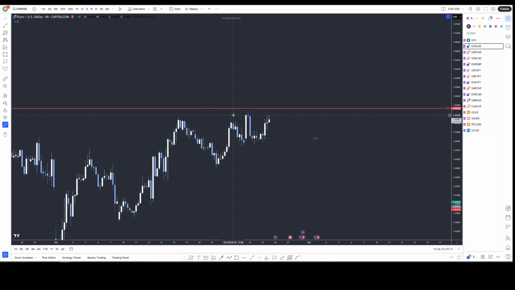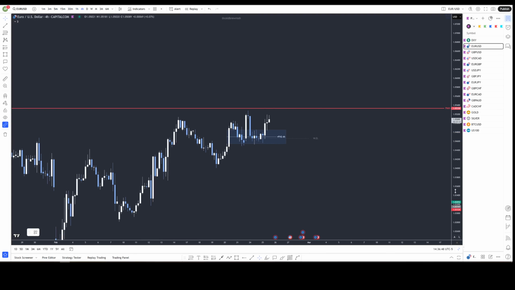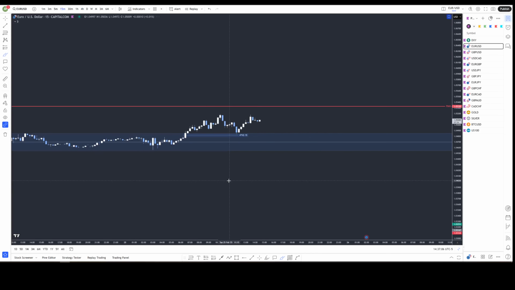Then price came in the buy program, quickly moved price, pushes price higher, and then finally created this bullish 4-hour fair value gap. And in here you see that price is playing around the weekly open. So the weekly open was here and price is just playing around these areas. So let's dive into a lower time frame to investigate what happened over there.